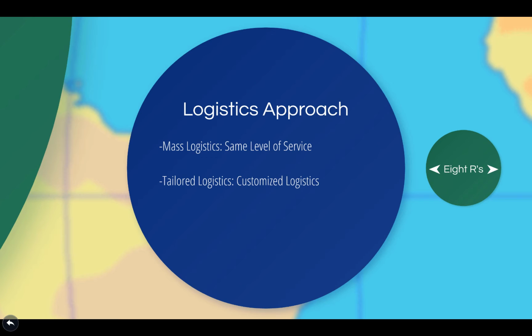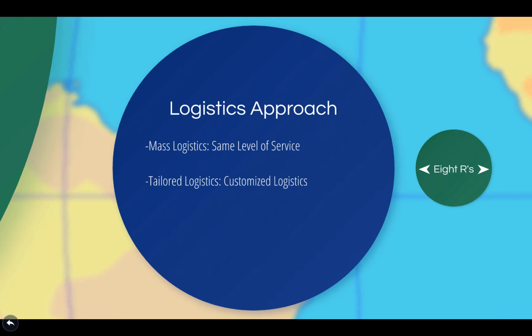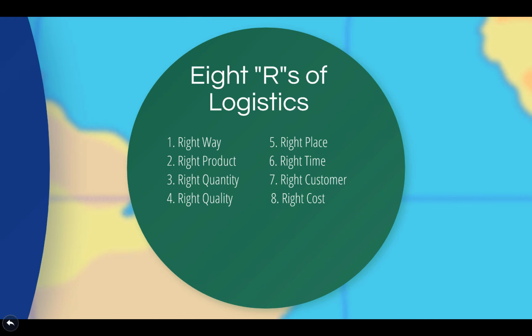That's why most companies today take a tailored logistics approach, in which groups of customers with similar logistics needs and wants are provided with logistics services appropriate to those individual needs and wants. As we move through the Fundamentals of Logistics series of lectures, keep in mind the 8 R's of logistics. Logistics involves getting the right product, in the right quantity and right quality, in the right place, at the right time, for the right customer, at the right cost.